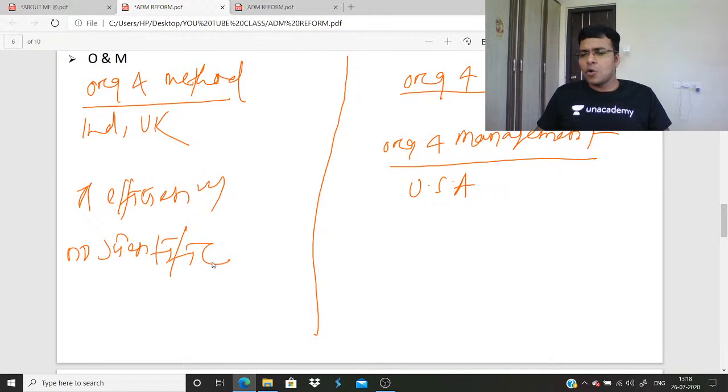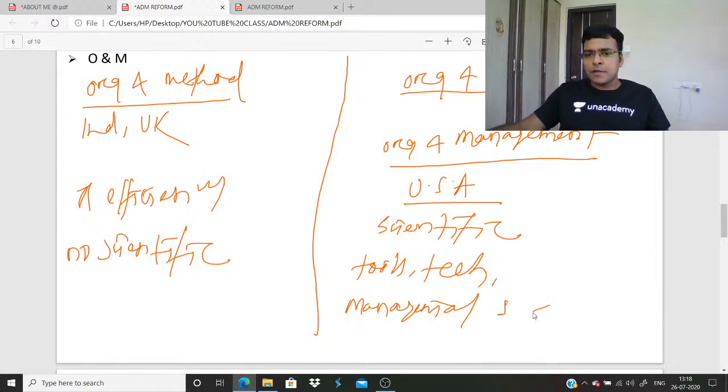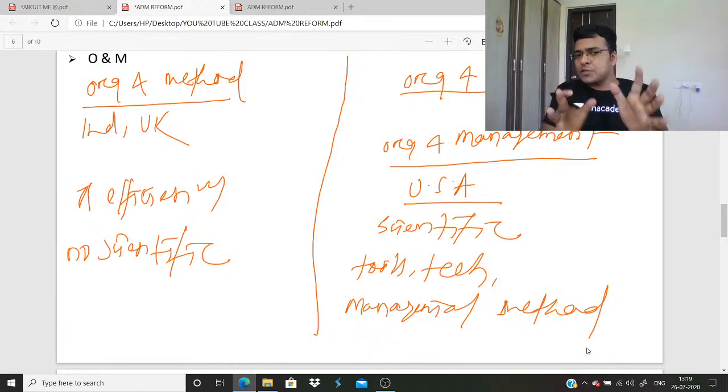This is not scientific, but organization and management, which is used in USA, it is scientific. Use of tools, technology, change in tools and technology. Okay, change in tool and technology, managerial method will bring more efficiency. Organization and method: change in method and procedure.